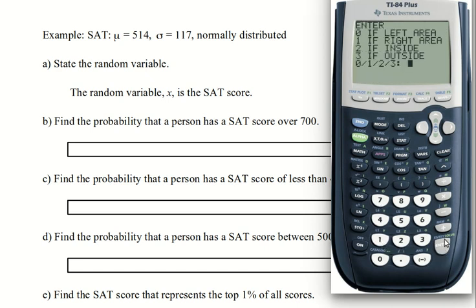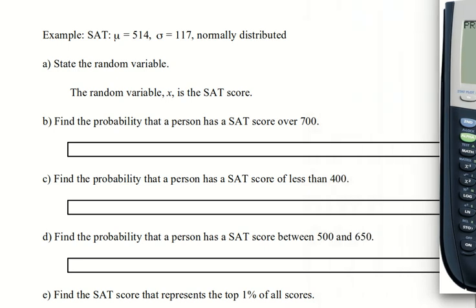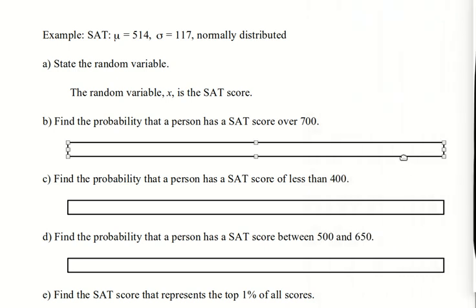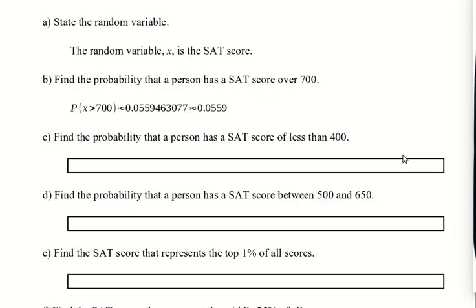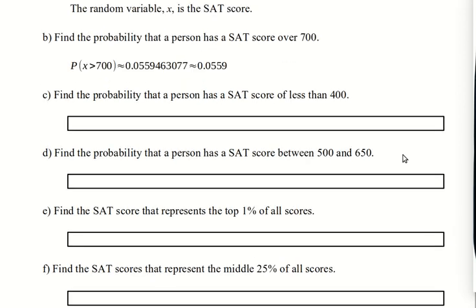And now we are interested in being over 700. Over is to the right. So 1 takes us to the right, over 700. And the probability of that is about 5.6%. So in symbols, the probability that x is greater than 700 is about 5.59%.